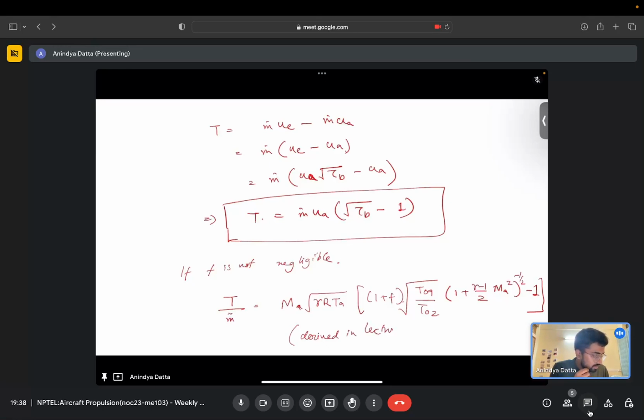You can look at it. But if you simplify, if you don't consider F, you can reduce it to something like this. Okay, all right. Any questions? Okay, let's move on then.